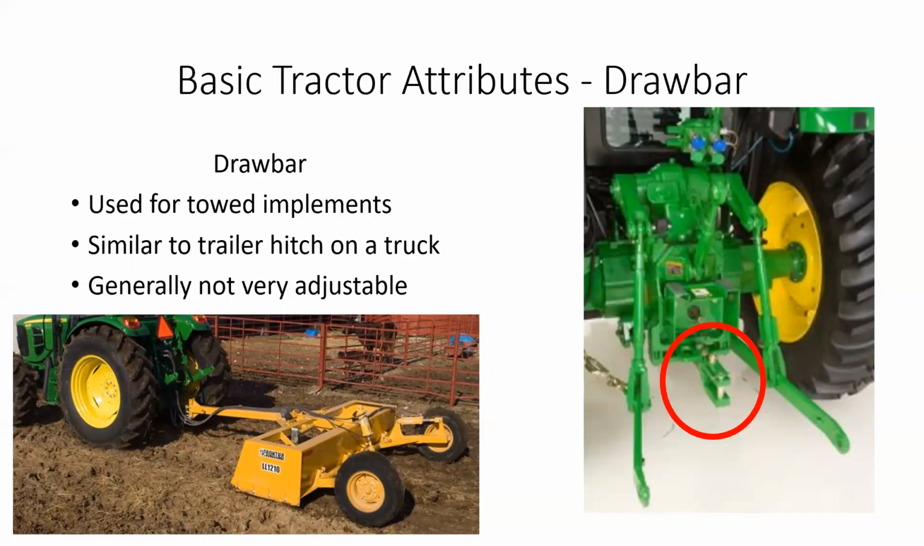But it's a fixed point on the tractor. It doesn't move up and down. It's like a hitch on a car or on a truck. It's just a fixed point. Some of the other things we'll talk about are different, but this is simply used to tow things around. It's not adjustable or anything like that, just to drag things. And this is kind of where it is, down low on the back of the tractor, kind of like in that red circle there.